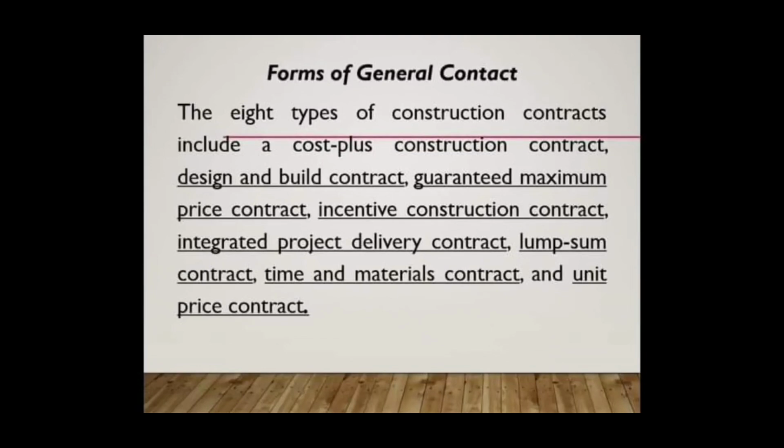Form of general contract. The 8 types of construction contracts include the cost plus construction contract, design and build contract, guaranteed maximum price contract, incentive construction contract, integrated project delivery contract, lump sum contract, times and materials contract, and unit price contract.